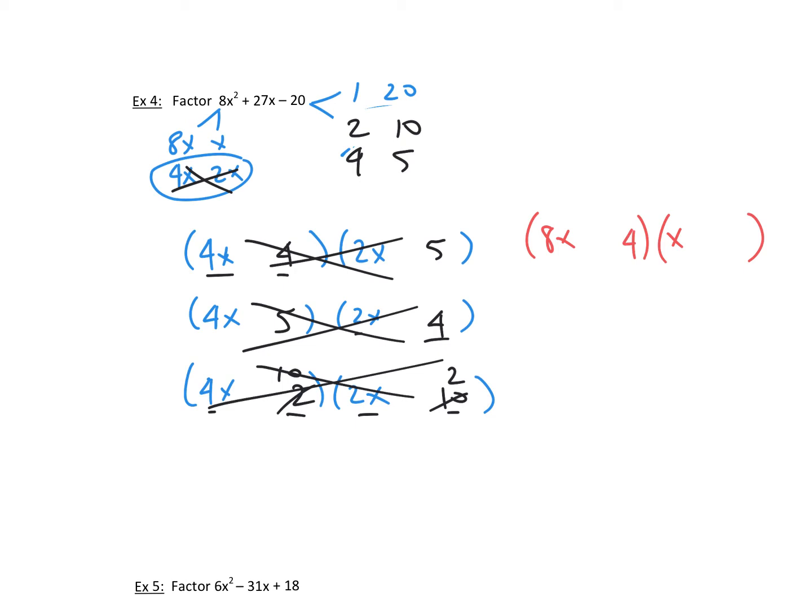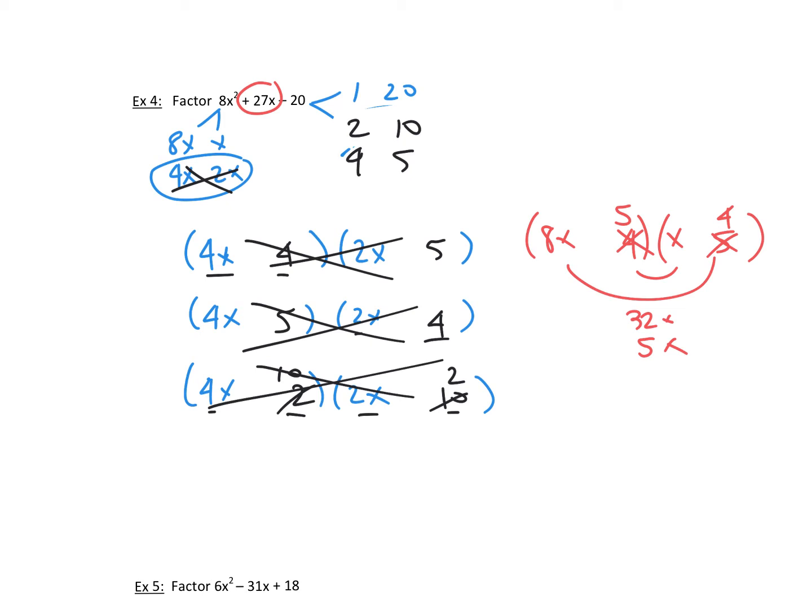I know the 4 can't go here because I would have a GCF between the 4 and the 8. So I'm going to try switching them, 4 and 5 like this. Outsides, 4 times 8x is 32x, 5 times x is 5x. I'm looking to get 27x, and 32 minus 5 is 27. So there you go. So now I look at the signs.